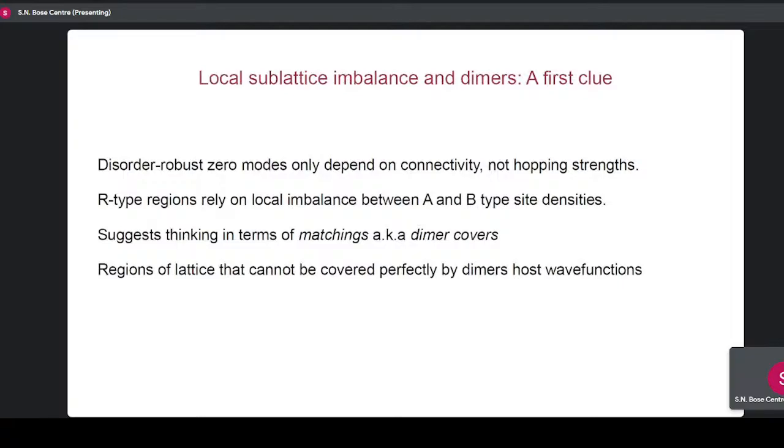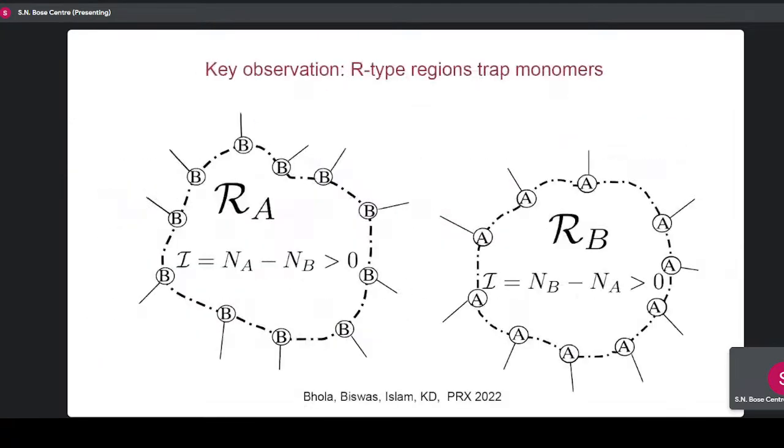And the first clue was, as I was saying, it's local sublattice imbalance that we are exploiting to construct these. There's something else that happens when there's local sublattice imbalance, something very familiar to a StatMech audience. And that comes about if you start thinking about dimer covers of it, or the problem of matching of the lattice, right? Every time you have a region like this, you see that actually such a region will also trap some monomers in any maximum matching.